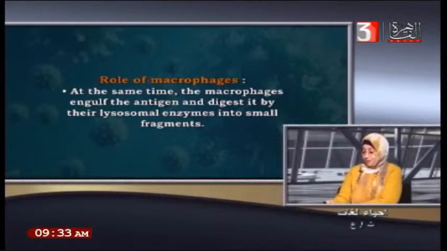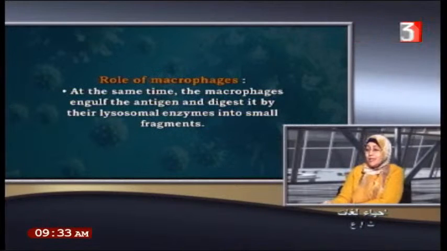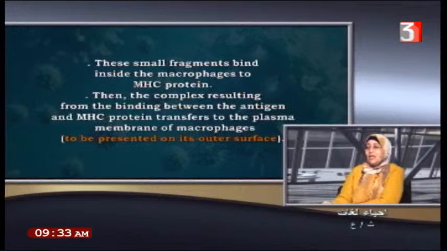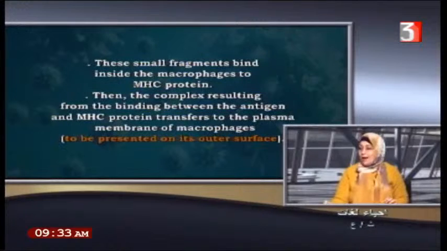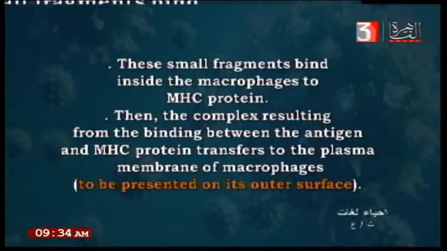Now we are going to see what happens after that with these small fragments. These small fragments coming from the lysosome bind inside the macrophage, forming the major histocompatibility protein. What happens to the MHC? The complex resulting from the binding between antigen and MHC is transferred to the plasma membrane, which means the outside of the macrophage, to be presented on its outer surface.